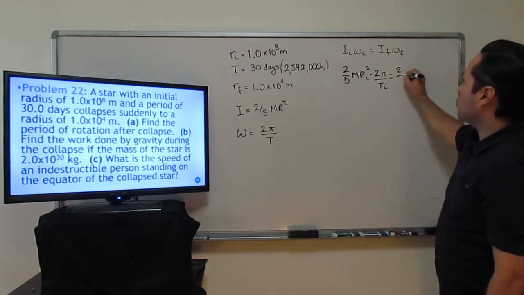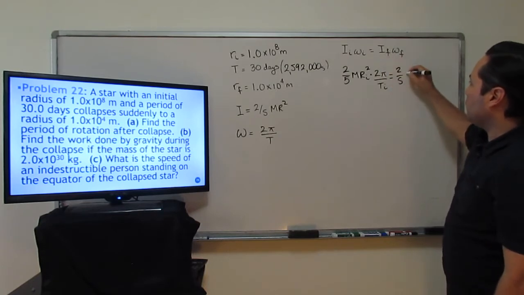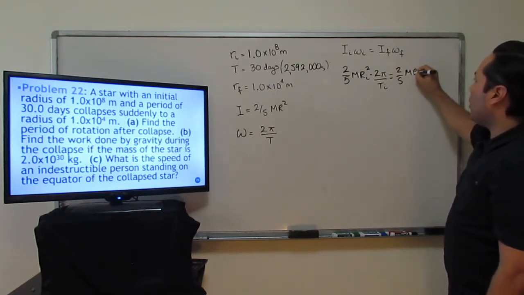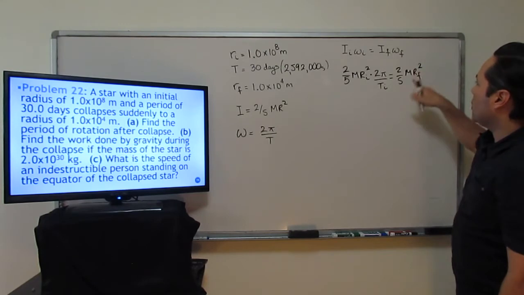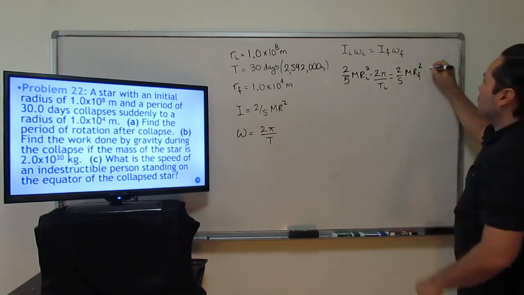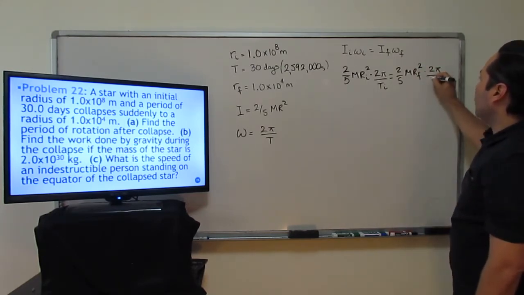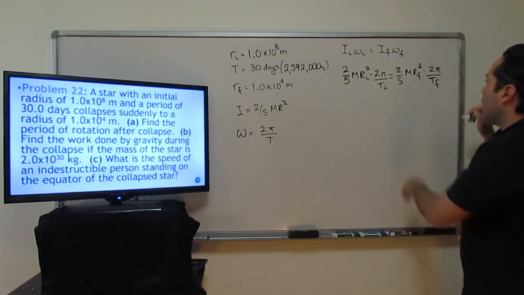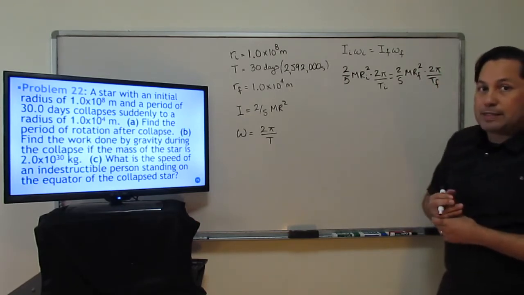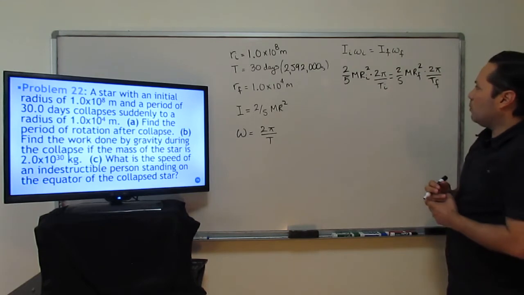It's going to be 2 over 5 for the momentum final. So it's going to be m, our final has a new radius, and we're going to multiply it times 2 pi over T final, which is what we're solving for. The final period is going to be in seconds, the answer.